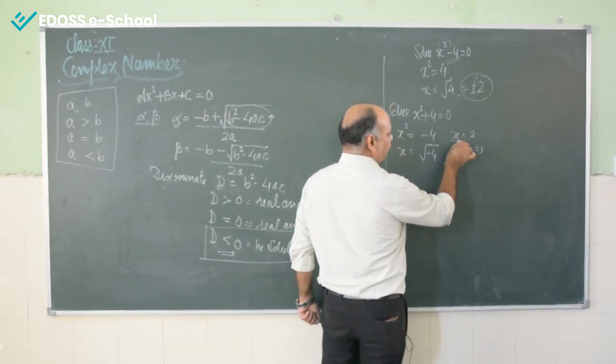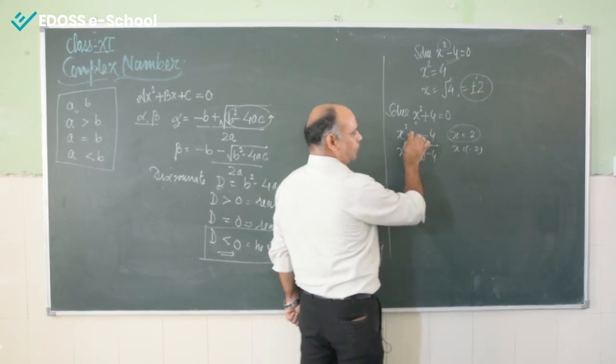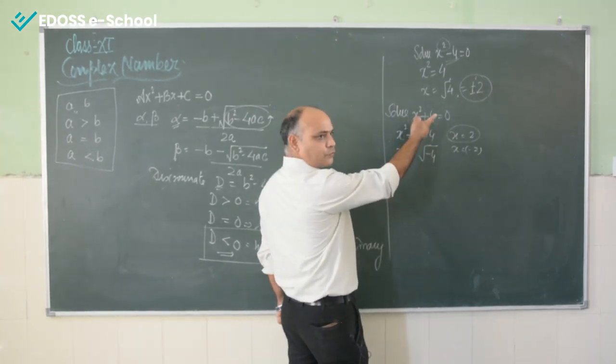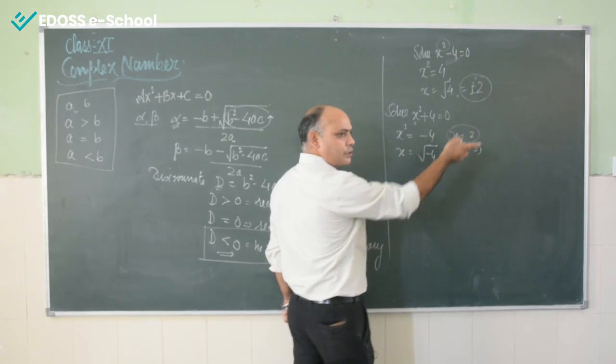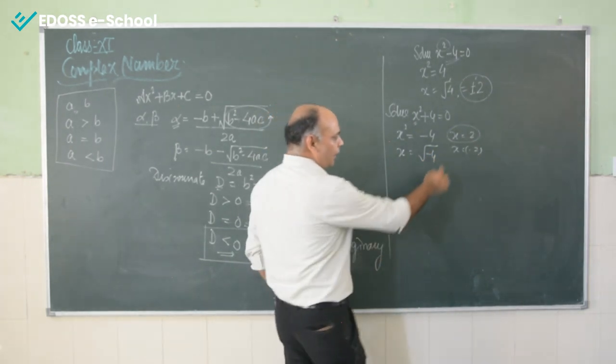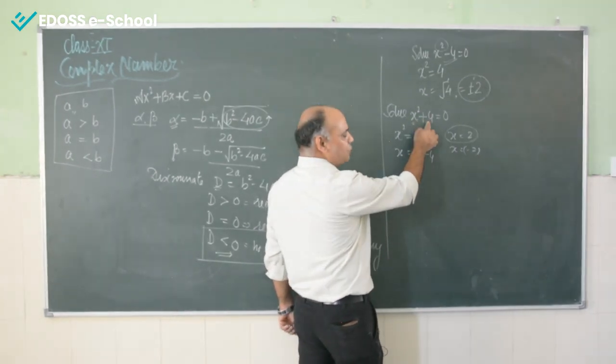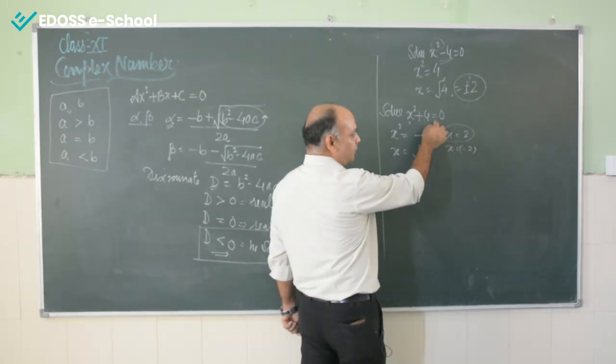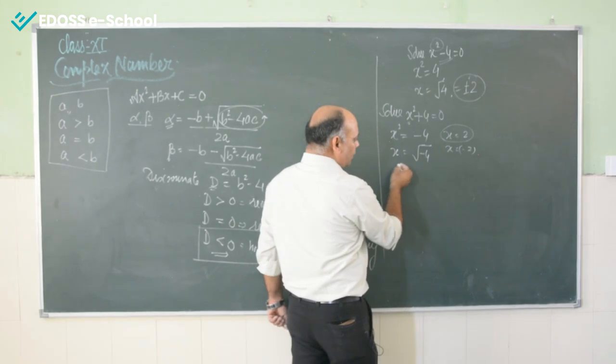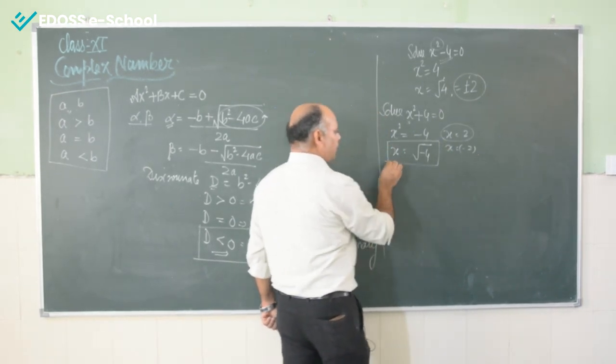If I am substituting x equals 2 here, then 2 square will be equal to 4. Then 4 plus 4 is not equal to 0. If I say x equals minus 2, then minus 2 square will be equal to 4. 4 plus 4 is equal to 8. That means it is not equal to 0. Then this number is known as an imaginary number.